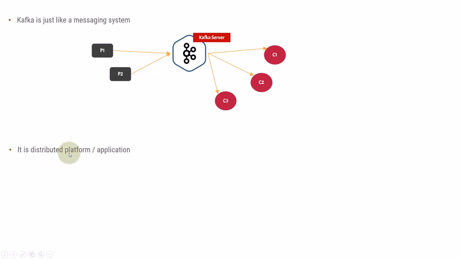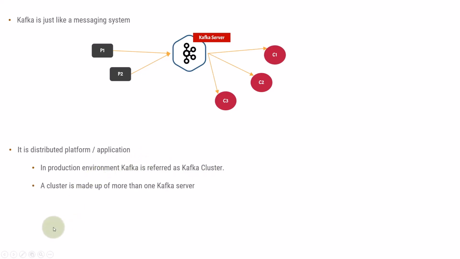It is a distributed platform or application. Kafka is often referred to as a distributed application, so you need to understand why it is called distributed. In a production environment, Kafka is referred to as a Kafka cluster. We'll understand what a Kafka cluster is and why Kafka is referred to as a Kafka cluster in a production environment. A cluster is made up of more than one Kafka server. Here in the picture you can see there is one Kafka server, so it is not called a cluster because there is only one server. But when you make up a whole environment or setup where more than one Kafka server is there, then that is called a Kafka cluster.